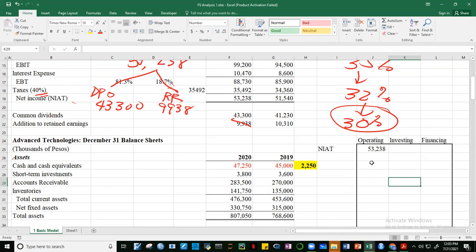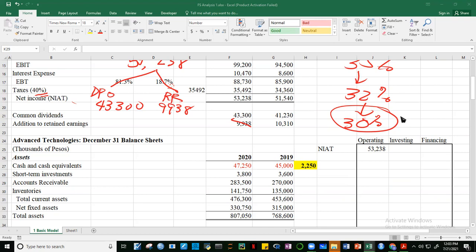Is this equivalent to cash? Okay, thank you, Liam. Why do you think so, Liam? Because we usually record income in cash. Okay, you're correct, no? Kaso i-qualify natin yun, ha?